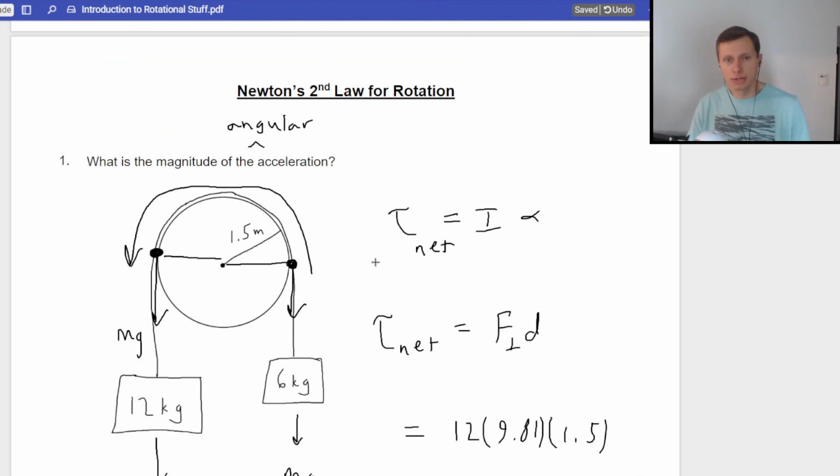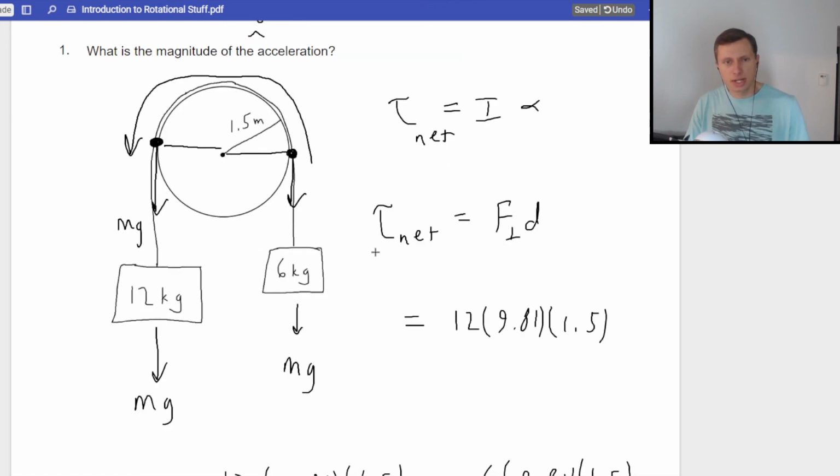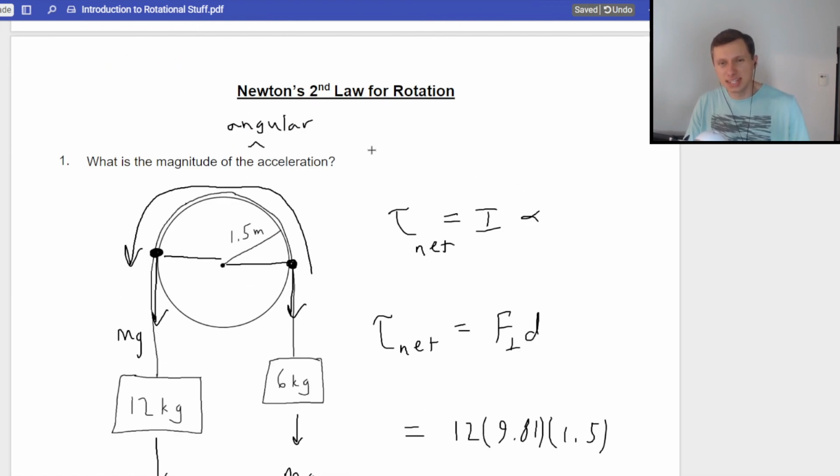So I, the moment of inertia, how do I find that? Well, in this case, I don't think I told you. I should have told you. That was my bad. I have it here in my notes. But it's a solid disk with mass 20 kilograms. The wheel is a solid disk with a mass of 20 kilograms.